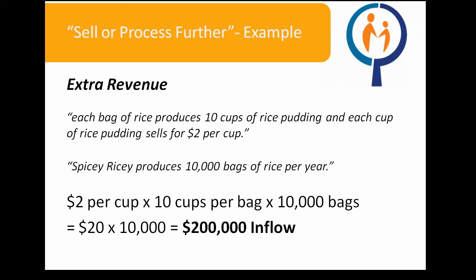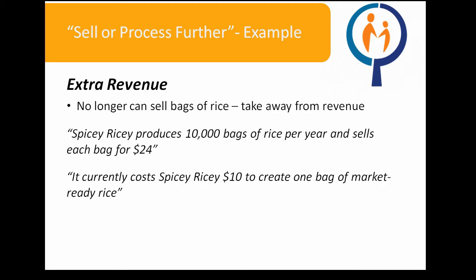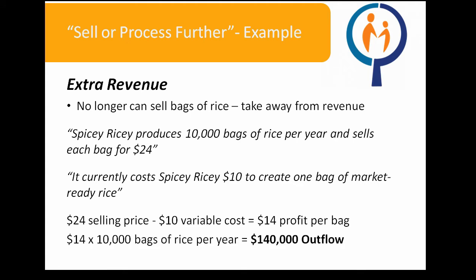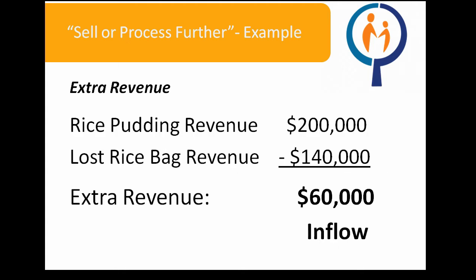However, processing is not all good news. When we process the rice into rice pudding, we can no longer sell bags of rice on their own. As a reminder, Spicy Ricey produces 10,000 bags of rice sold for $24 each, and it costs $10 to create each bag. This creates a profit of $14 per bag. Multiply this by the 10,000 bags produced per year, and you get an outflow of $140,000. The net result of these two revenues is a $60,000 inflow.